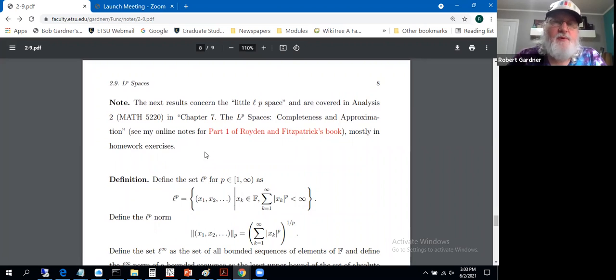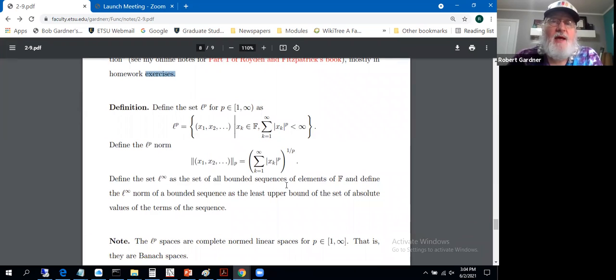Something that's a little more tangible, hopefully, is the little LP spaces. These we'd cover in Analysis 2. They're mentioned in Chapter 7 of the Royden and Fitzpatrick book. But you know what? Even those guys, they shove them in the exercises. So I don't know if they're mentioned at all in the body of the book, but they play a big role in the exercises. And these are sometimes called sequence spaces, whereas the big LP spaces are called function spaces because the vectors are functions. These are also examples of complete normed linear spaces, but what we have here are sequences of real numbers or complex numbers.